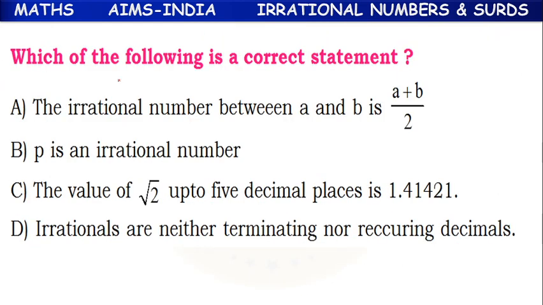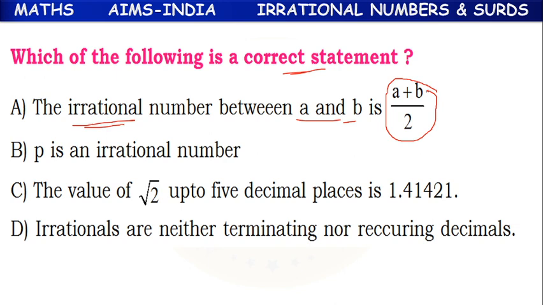So next, which of the following is a correct statement? The irrational number between A and B is (A plus B) by 2.